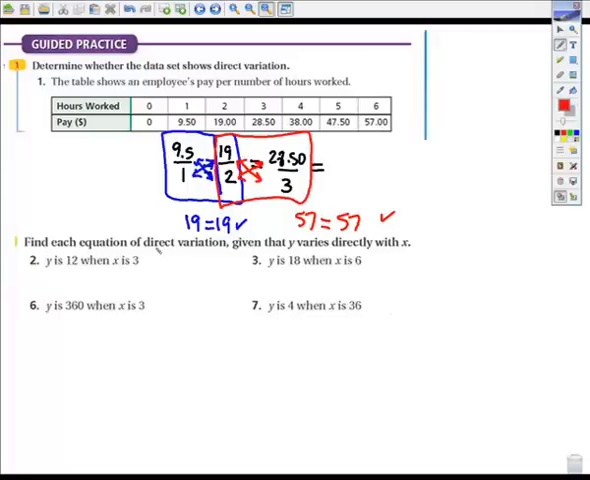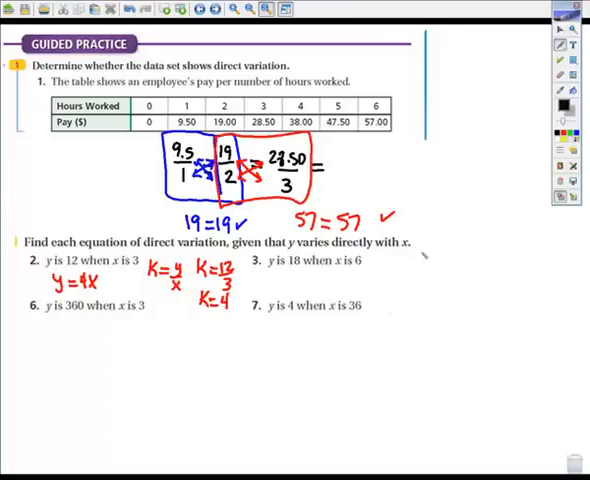Here it says find the equation of a direct variation given that y varies directly with x. Well, remember, we have to find k first. So k is y over x. My k in the first one is 12 over 3, which equals 4. So my equation is y equals 4x. I don't have to put plus 0 because I know that (0, 0) is in the equation.